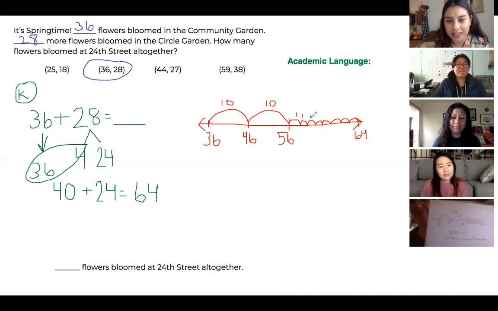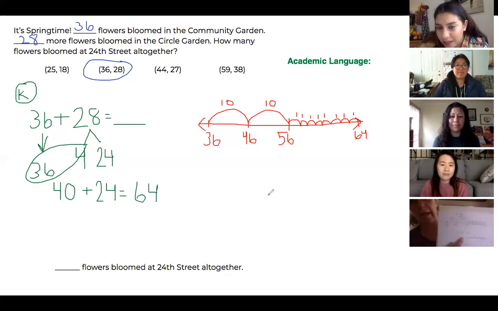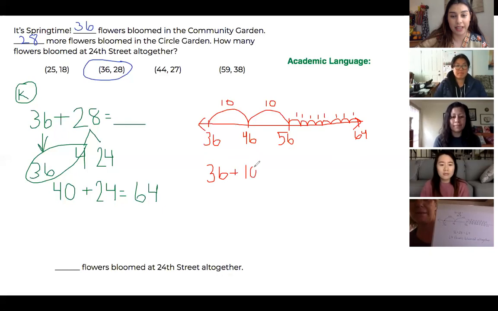And what number sentence can we create with this? I just wrote the same one, but I could have put 36 plus 10 plus 10 plus 8 plus 1 plus 1, 8 times. Right. Yeah, we could extend it a little bit to see those tens and ones. So 36 plus 10 plus 10, and then plus the 8 ones. What a great strategy.